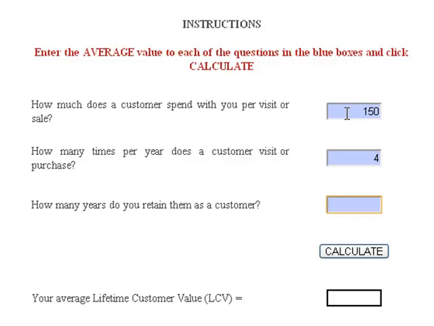The next question is, how many times per year does a customer visit? Maybe they come once a quarter, so that's 4. How often do you retain them as a customer? Let's say they stay for 3 years. Then you hit the calculate button and it tells you that the average lifetime customer value calculation is $1,800. Clearly a lot of business owners are not going to be aware of this. Oh really? So each new customer is worth $1,800 to me? Yes, we're talking averages here. These are all average amounts.